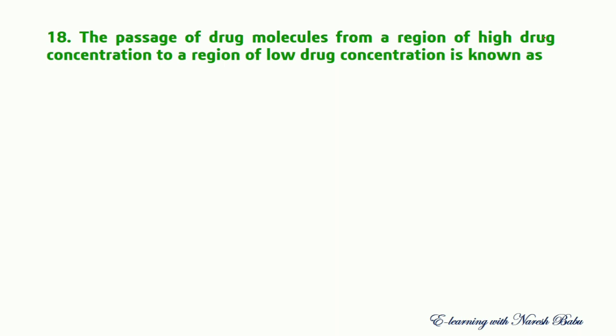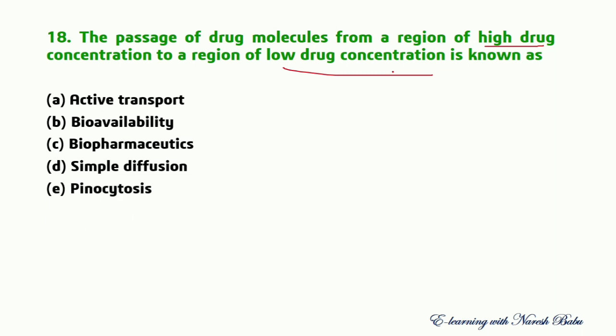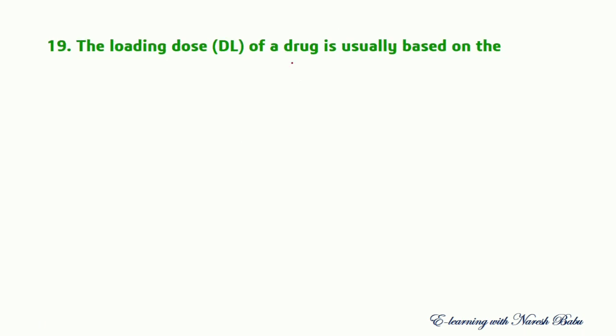And the passage of drug molecules from a region of high drug concentration to a region of low drug concentration is known as. So the drug is moving from high to low concentration. The options are active transport, bioavailability, biopharmaceutics, simple diffusion, and pinocytosis. Movement from high to low drug concentration is simple diffusion. Answer is D.